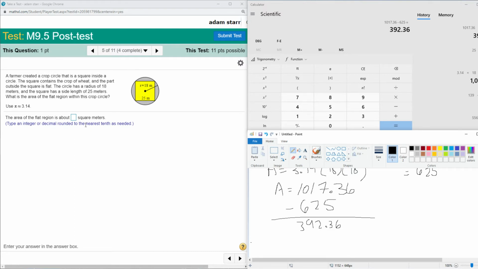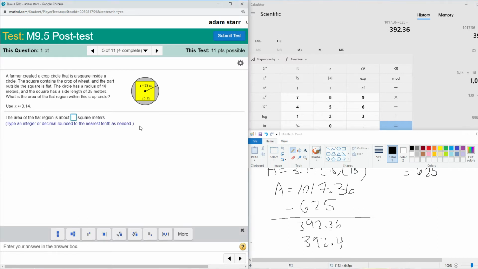It says round to the nearest tenth. Tenth is the first decimal place after the decimal point, which is my 3. So I'm really looking at my 6, which is 5 or greater, so that 3 is going to round up. So this would be 392.4 square meters.